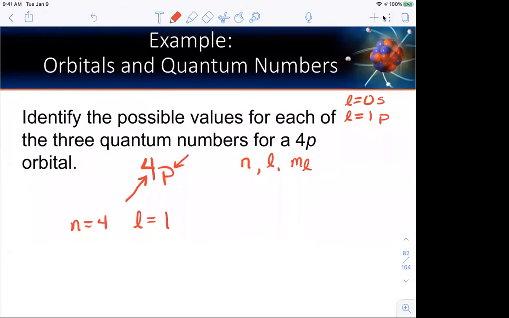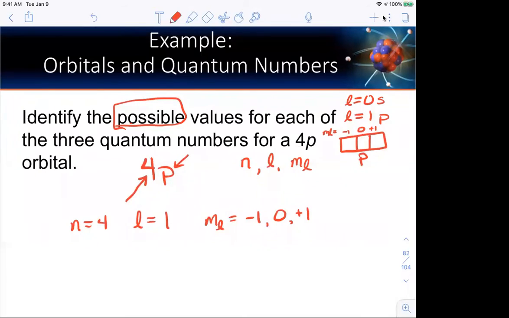So that's going to be 1. My m sub l: remember, my p subshell has 3 orbitals. The middle is 0, then I have +1 and -1. Those are my m sub l values. So in my 4p orbital, notice this word, possible, my m sub l can be -1 or 0 or +1, depending on the orientation of that orbital. So you have to consider each of these values one by one.